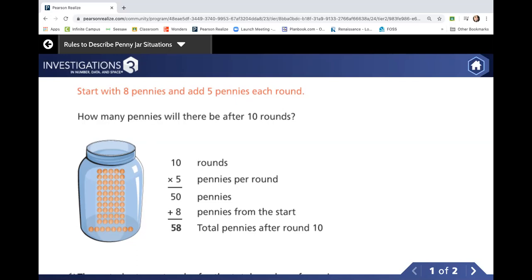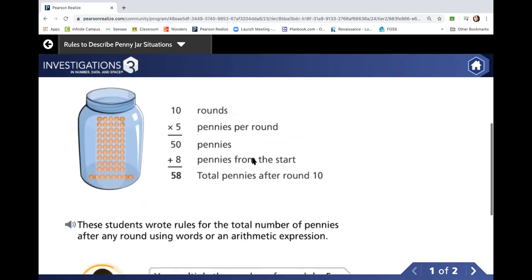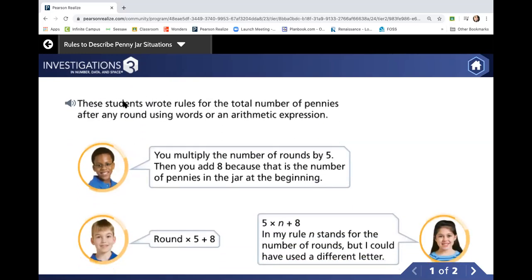Now, I'm interested in what the students say about their rules that they came up with down here. So let's take a listen to what they say.